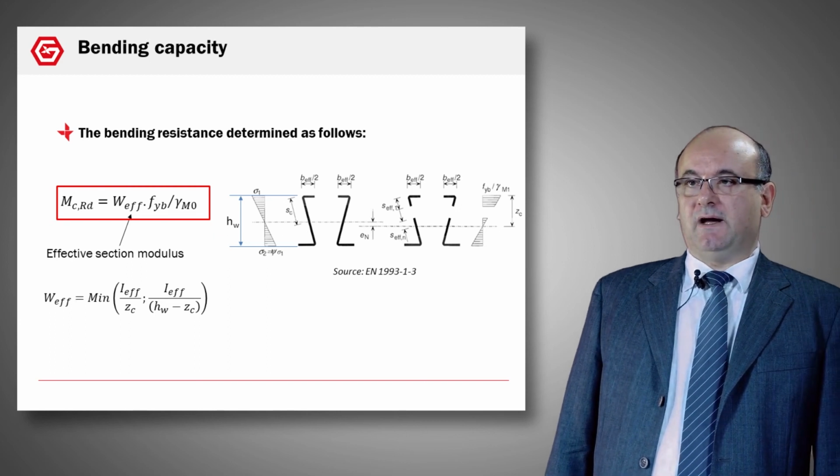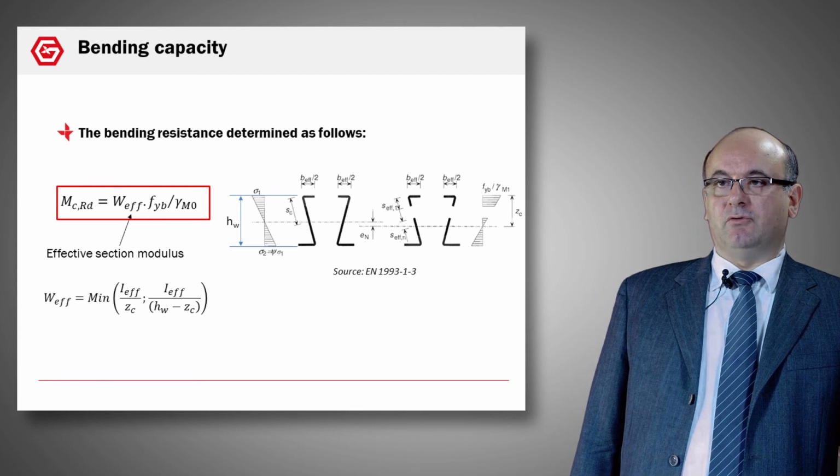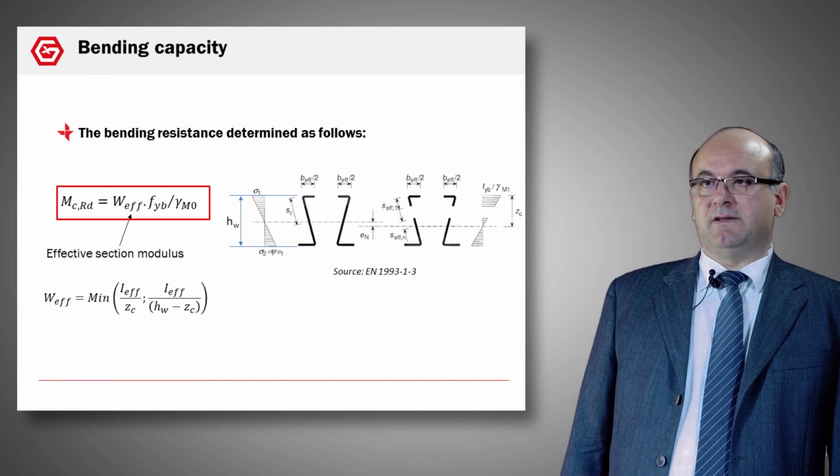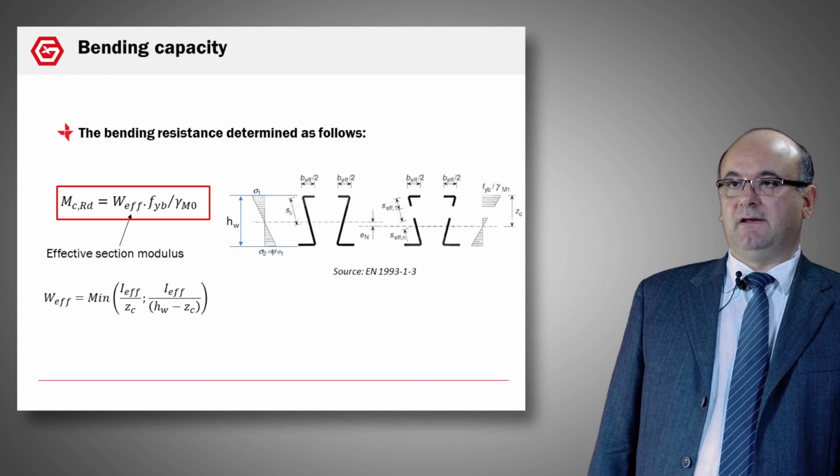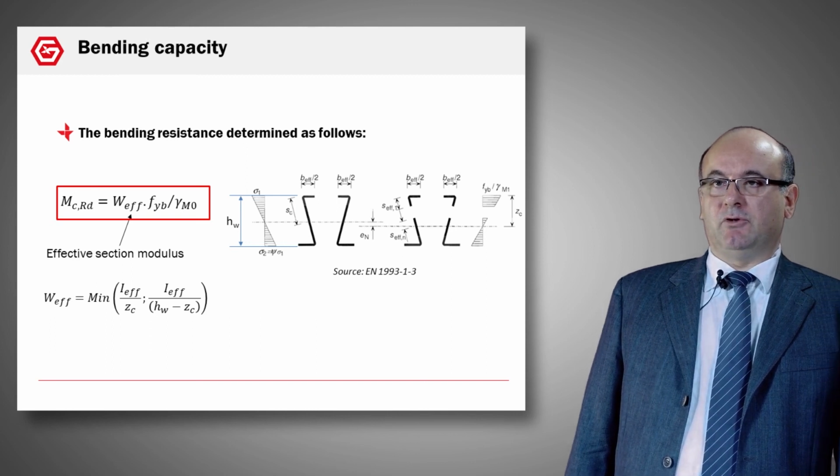On the sketch on the right, you can see the HW, the stresses sigma 1 and sigma 2. You can see the effective part of the profile and the resulting corresponding bending moment.